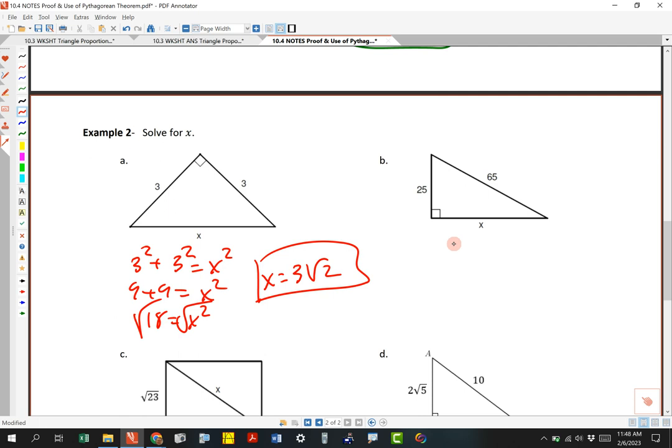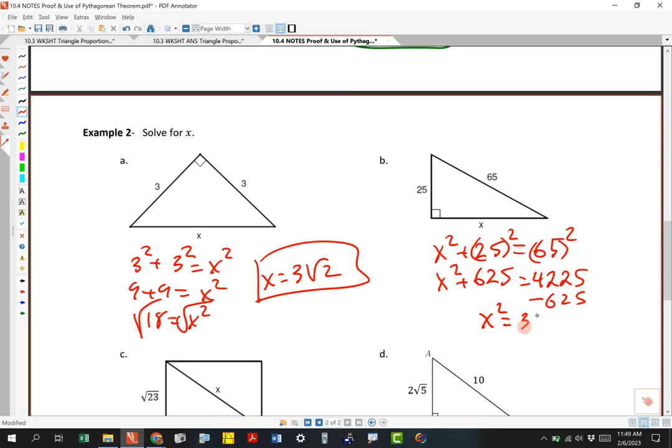Next one. Leg squared plus leg squared equals hypotenuse squared. So I'm going to do x squared plus leg squared equals hypotenuse squared. Probably ought to put parentheses around those just to be on the safe side. This is going to be x squared plus 25 squared, which is 625. And you've all got 65 squared memorized, right? 4,225. Which is pretty convenient because when we move the 625 to the other side, we get x squared equals 3,600.